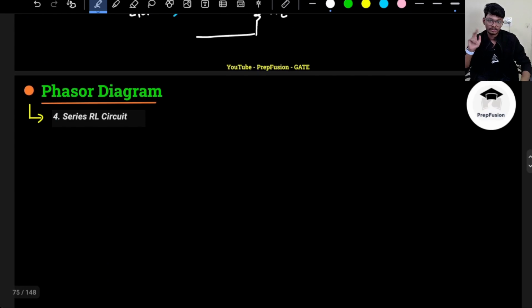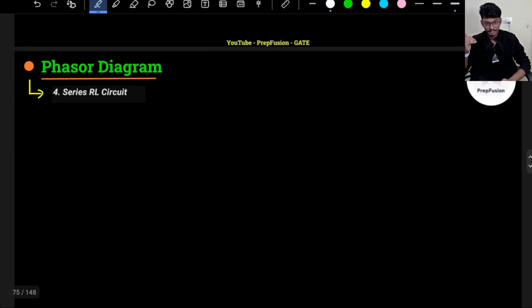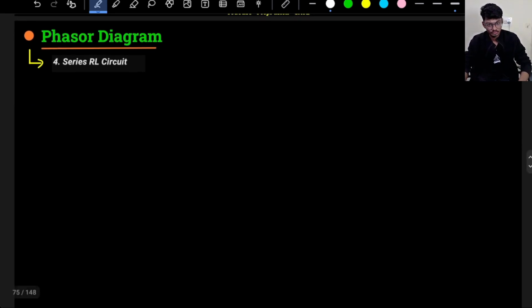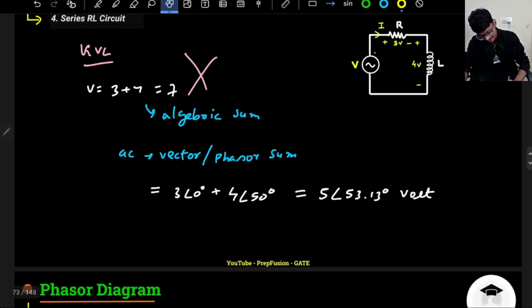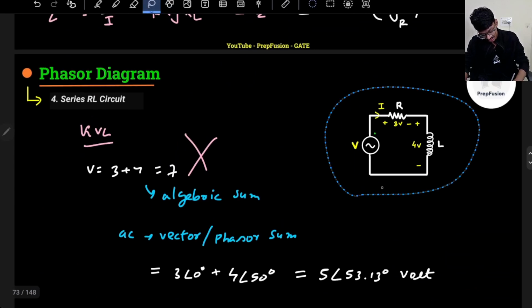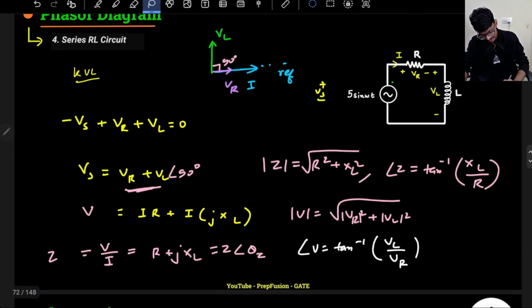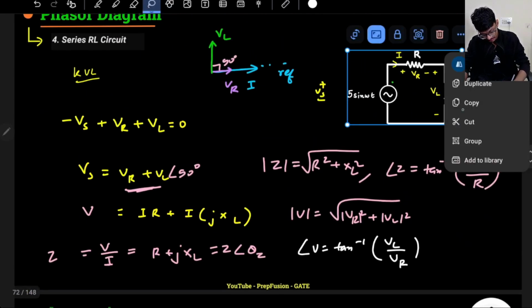Now this is the phasor diagram which I have already discussed. I will draw the phasor diagram in a better manner, and I will also discuss power factor. What is power factor? So my phasor diagram, my reference, right? It is a series circuit. As it is a series circuit, the reference will be current.